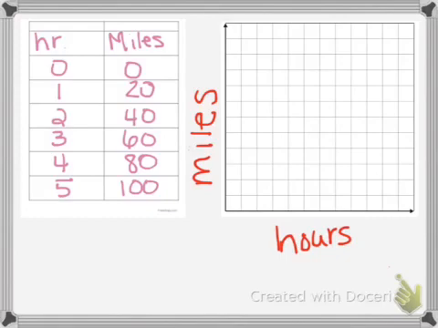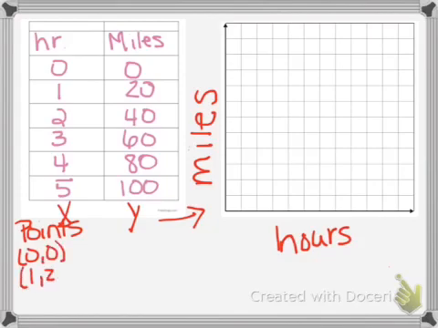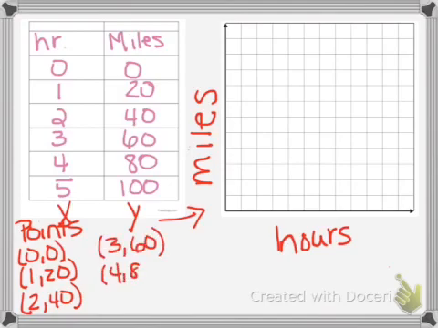So I'm going to ask myself the same questions. Which one is my independent and which one is my dependent variable? So X is my independent, Y is my dependent, and we move that over here to our axis. Okay, so again, I'm going to take these in the table and I'm going to make points. So 0, 0, 1, 20, 2, 40, 3, 60, 4, 80, and 5, 100.